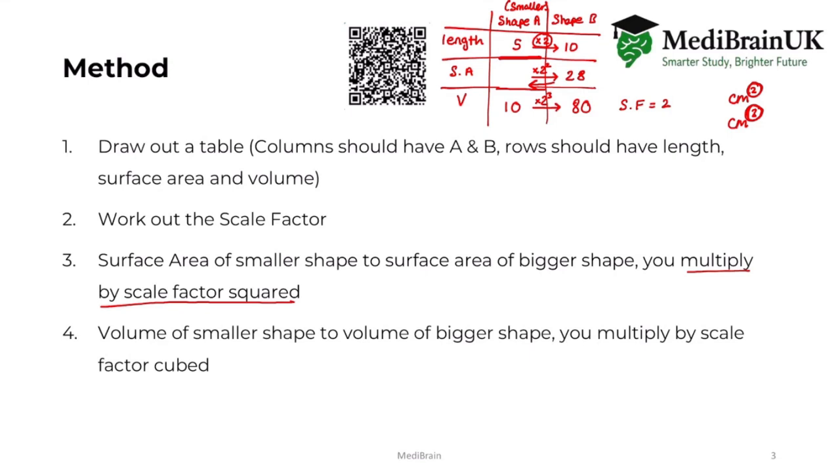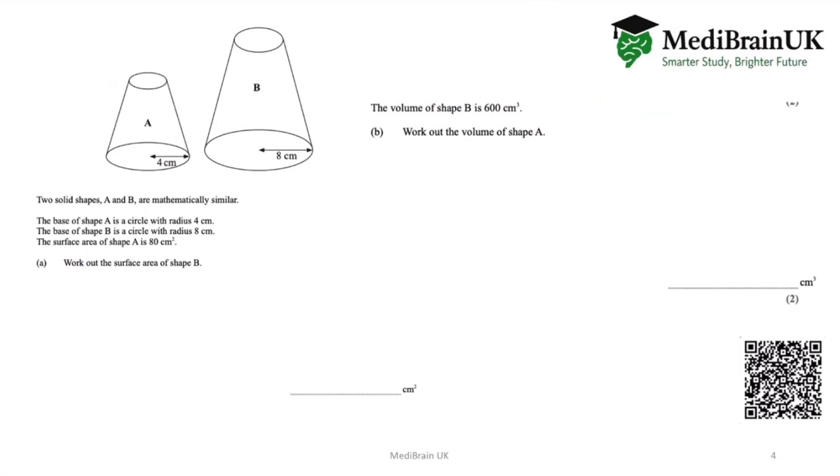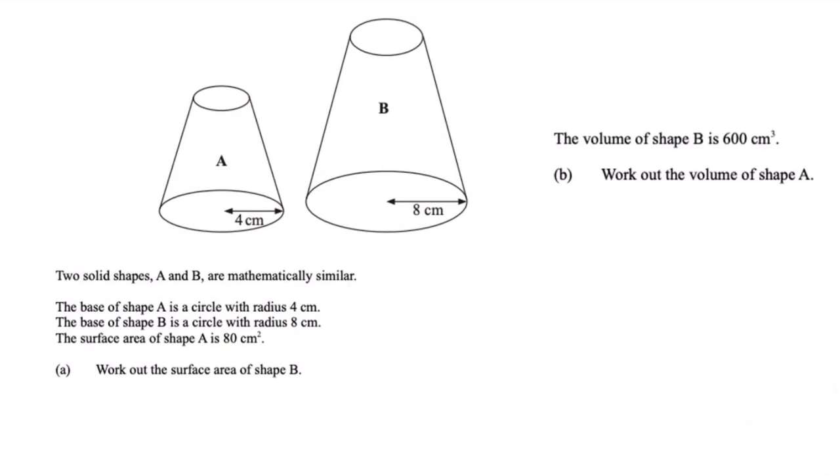Okay, so if we look at this example over here, this is an example of what you could get in an exam. It's a realistic example of what you could get in an exam, and I'll show you how the method works. So it says two solid shapes, A and B, are mathematically similar. The base of A is a circle with a radius of 4 centimeters. The base of shape B is a circle with a radius of 8 centimeters. The surface area of shape A is 80 centimeters squared. Work out the surface area of shape B.